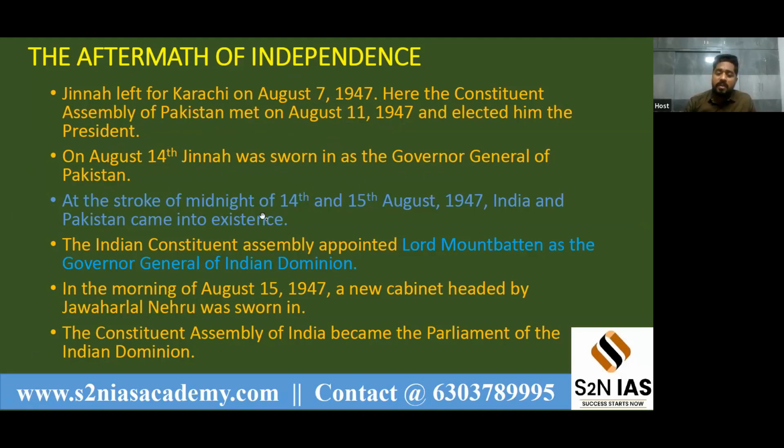At the stroke of midnight of 14th and 15th August, meaning 14th August 11:55 p.m. to 15th August 12:05 a.m., India and Pakistan came into existence. The Indian Constituent Assembly appointed Lord Mountbatten as the Governor General of the Indian Dominion because Pandit Nehru thought that if Mountbatten stays in India for 1-2 years, any initial troubles with respect to Pakistan, the world and neighboring countries will be settled down with the goodwill of Lord Mountbatten.